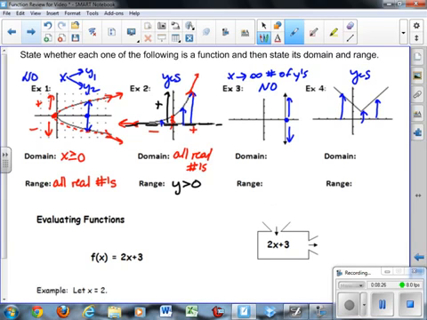In example 3, our domain is only one number, x equals 3. There aren't any other values for x. Every point on this function has an x value of 3, like (3, 2), (3, negative 3), etc. Now, all possible y values are accounted for because we have positive y values, we have negative y values, so the range is all real numbers.